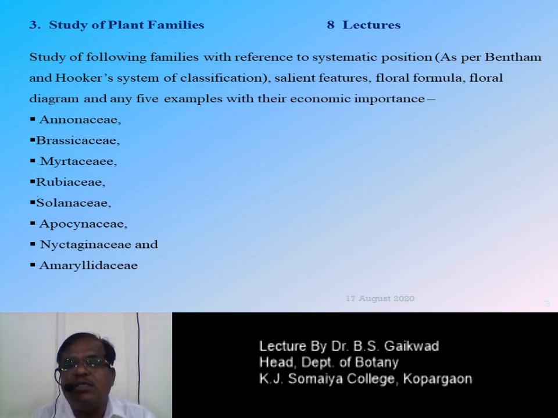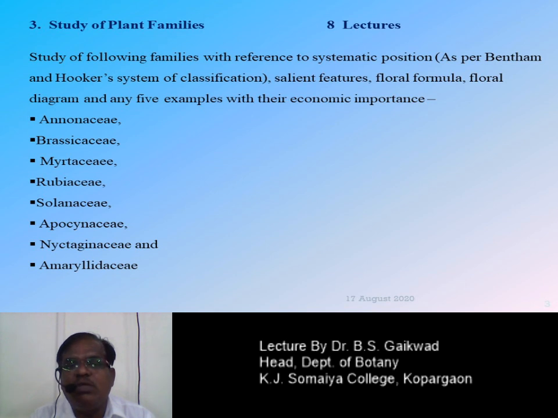alternate, opposite, decussate. Then there are again, in case of this one, unifoliate leaves, then bifoliate leaves, then trifoliate leaves. All such types of characters about the leaves must be considered here.